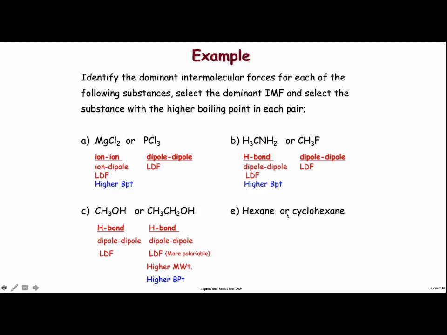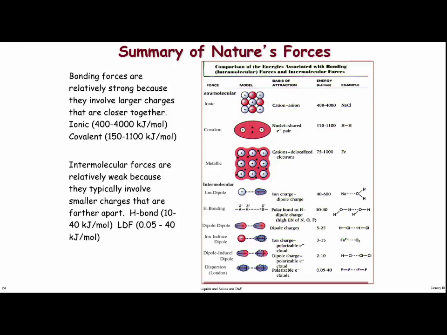Hexane and cyclohexane. Both of these are hydrocarbons. They're both non-polar. The key here is that cyclohexane is a cyclic chemical. Hexane is a straight chain. Hexane will have more surface area than cyclohexane. Hexane, because it has more surface area, its electrons are more exposed. Both will have London dispersion force only. Hexane will have the higher boiling point because it has more surface area. More of the electrons is exposed. This is a summary of the type of intermolecular forces that we talked about.